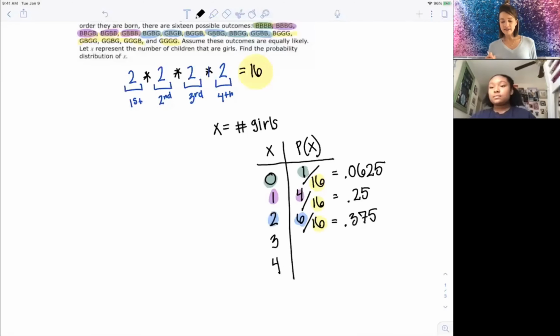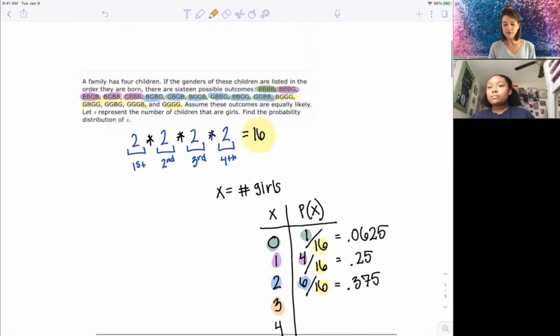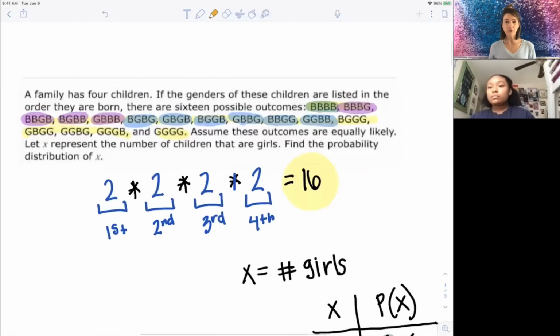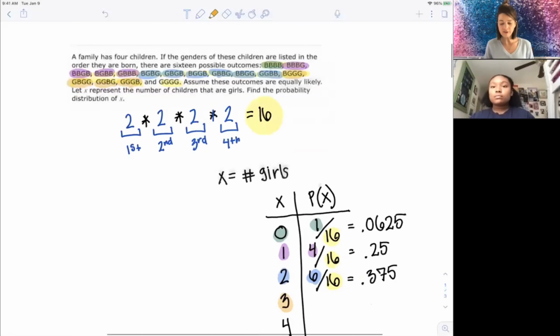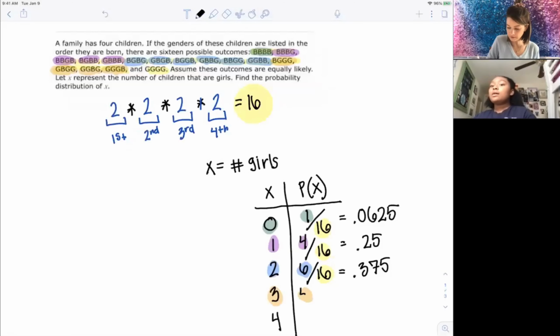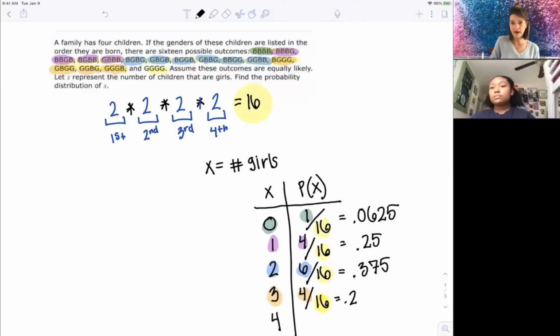Okay, let's continue. We've got 2 more to do, and then we'll have this all wrapped up. There could be a family with 3 girls. So we go back up to our sample space and look at all the families. I'm going to use orange for 3 girls. The 3 girls could be the younger 3, or they could be separated in these different ways. How many total families have 3 girls in them? 4. Out of how many total families? 16. So 4 out of 16. We already saw that, and that came out to 1/4, so 0.25.